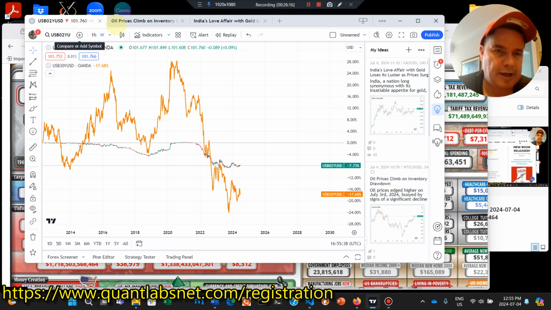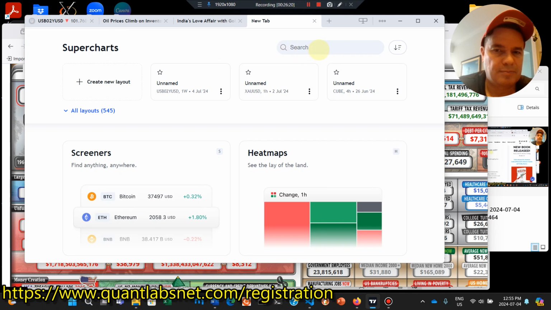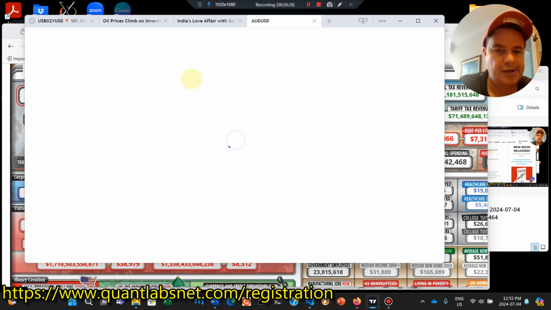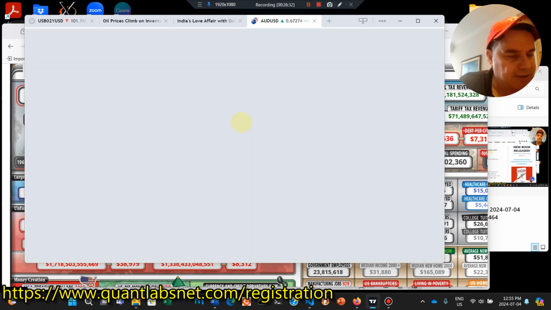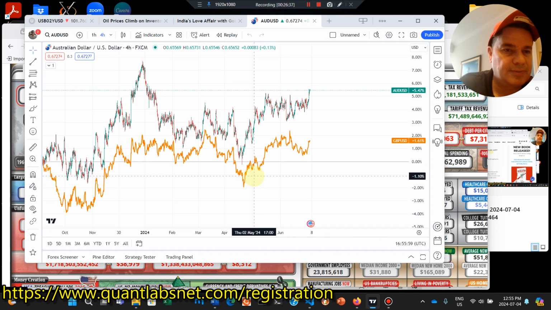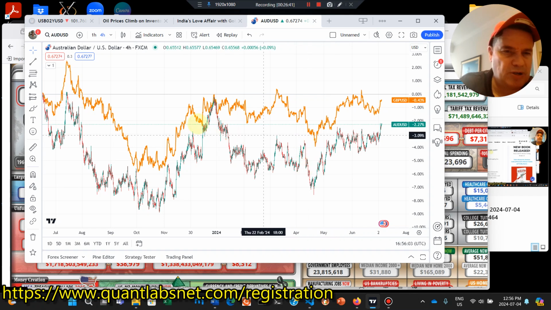For example, let me pull up another. Just as an example, if I was to show you the Australian US dollar right here, this is now just simple forex. You can see how volatile the price is. Okay, and that's pretty volatile. You can't trade that. Let me get rid of this other one here.